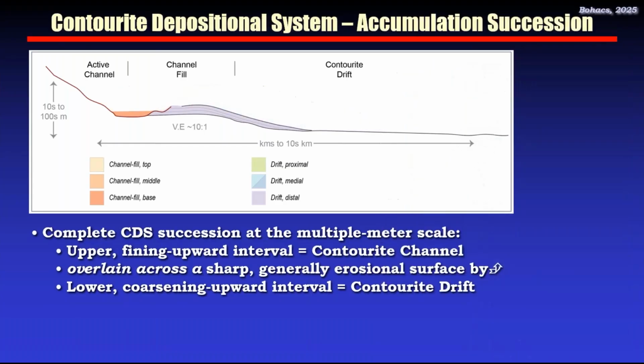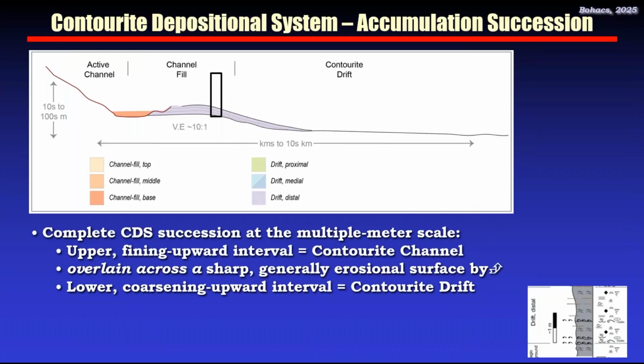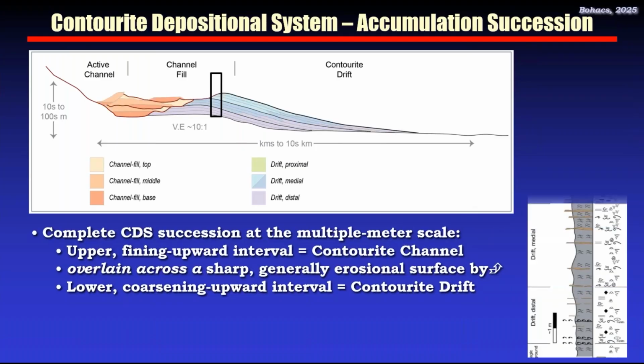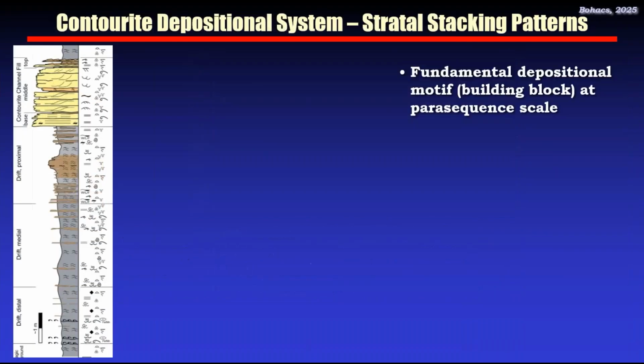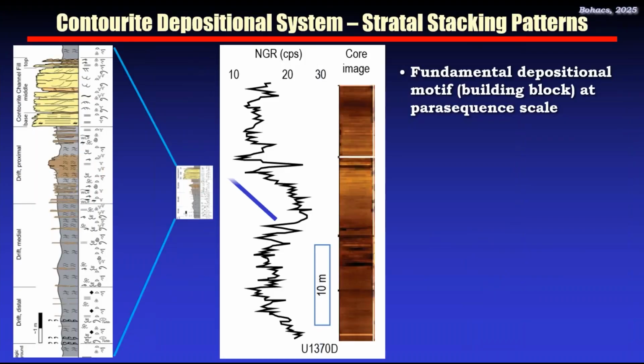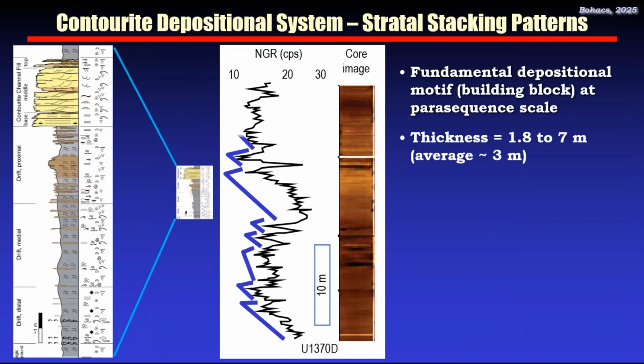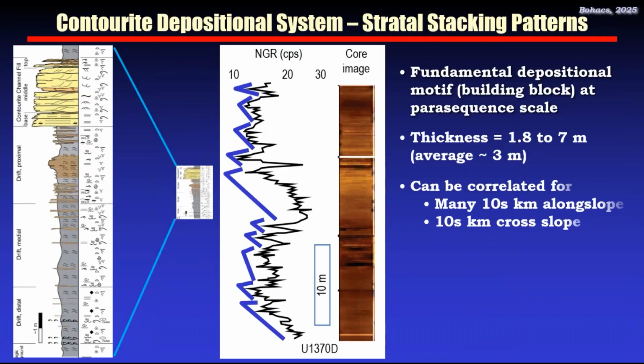Conceptually, this is how the vertical succession records the oblique lateral migration of the contourite drift and associated channel, from the initial accumulation of a distal drift through the medial and proximal drift to the channel fill facies. So this vertical succession represents the fundamental depositional motif, the building block at the parasequence scale. Their thicknesses in this case range from 1.8 to 7 meters and average about 3 meters. And they can be correlated for many tens of meters along slope and tens of kilometers cross slope.